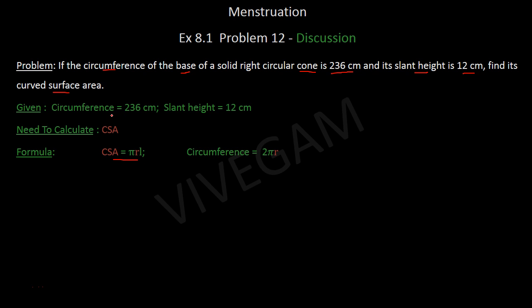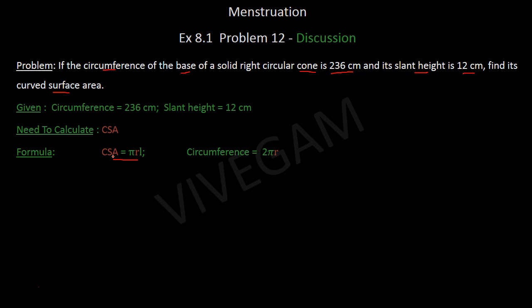So write the formula for circumference. Circumference is equal to 2 pi r. Circumference is known, which means the radius can be calculated using this formula. Once the radius is known, we can calculate CSA using this formula. So basically there are two steps. Calculate the radius using circumference, then use the value of radius and slant height to calculate CSA.